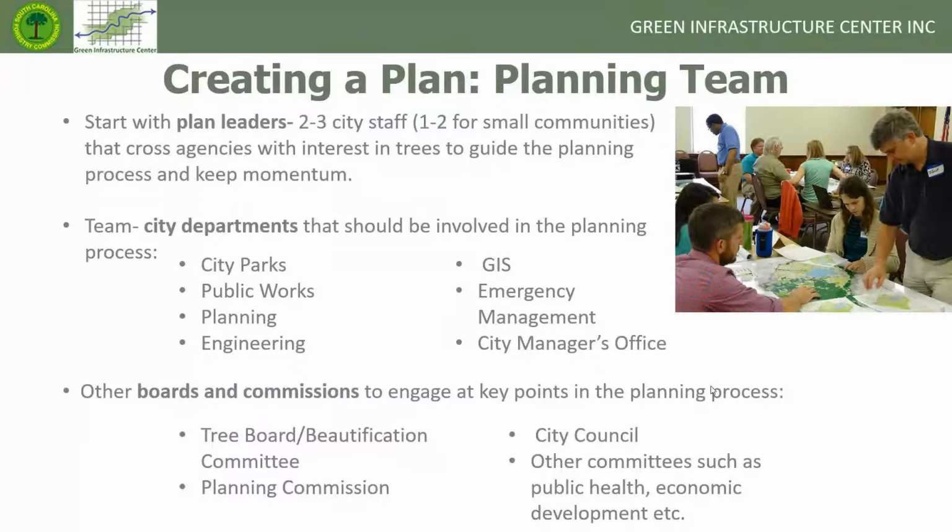So I'm now going to talk just a bit about creating a plan and all of the elements that go into creating a plan. So for this, I'm talking about all three of those types of plans, and the elements might look a little different depending on which type of plan you are pursuing. So you want to start with all of them with a planning team, having 2 to 3 city staff that are plan leaders that are going to guide the planning process and keep momentum going. And those plan leaders will put together a team from city departments like city parks, public works, planning, engineering, maybe somebody from the city manager's office, emergency management, and GIS. And then also think about those other boards and commissions that you want to engage in the planning process.